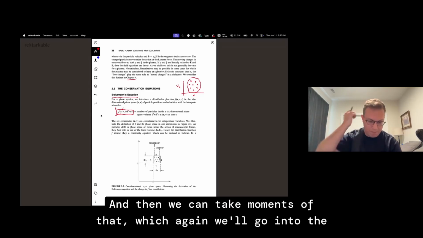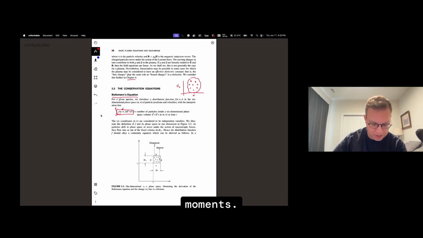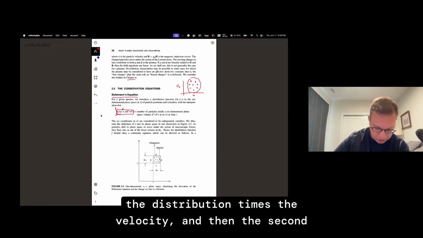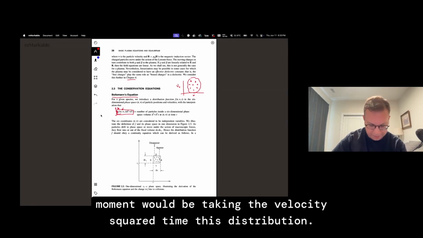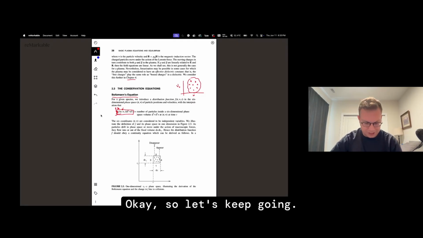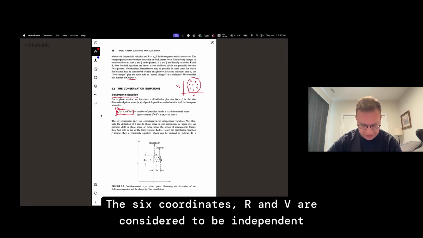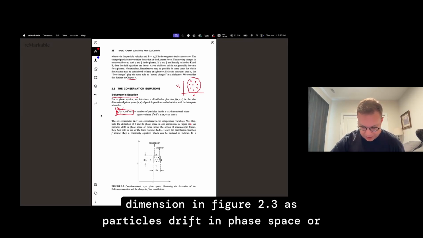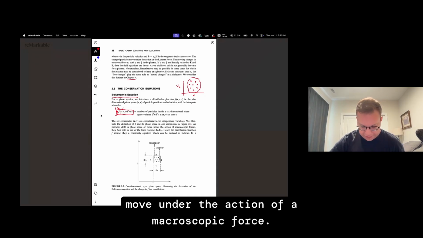And then we can take moments of that, which again, we'll go into. The first moment would just be multiplying the distribution times the velocity. And then the second moment would be taking the velocity squared times this distribution. Okay, so let's keep going. The 6 coordinates, r and v, are considered to be independent variables. We illustrate the definition of f and its phase space in one dimension in figure 2.3 as particles drift in phase space or move under the action of a macroscopic force.